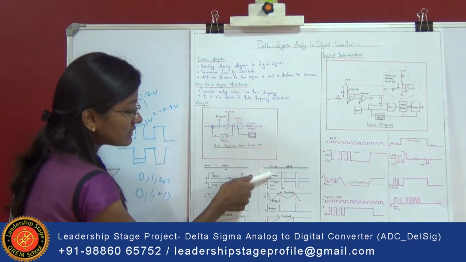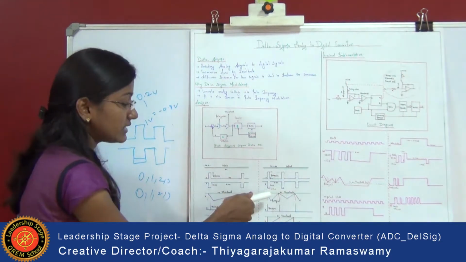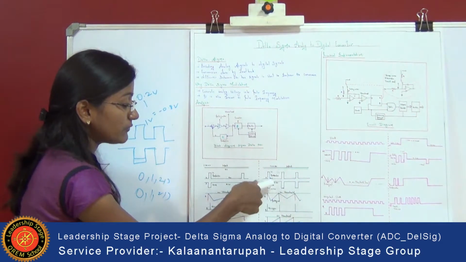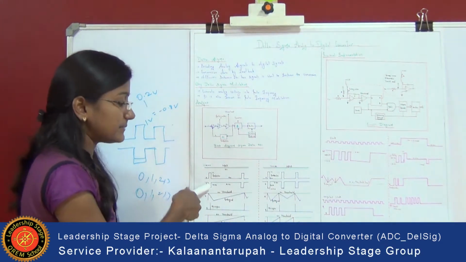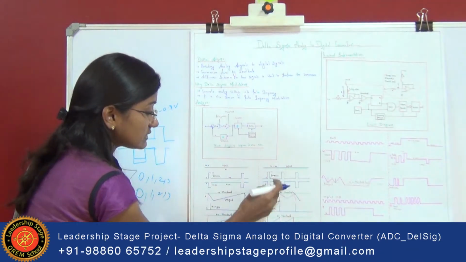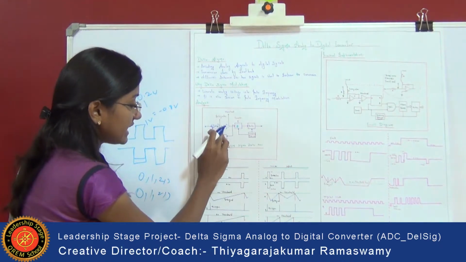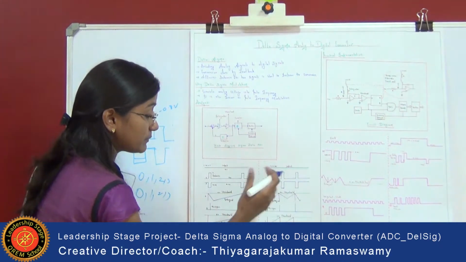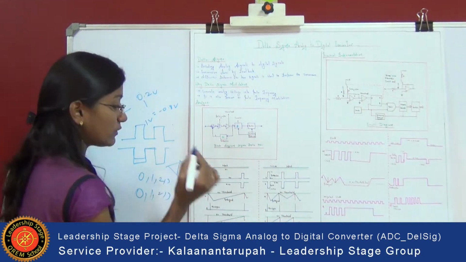So the slope of this impulse will be very high when compared to the left side, but the slope of the output from this modulator will be very small when compared to the left side. And because the slope is very small, the output goes to the integrator, where it produces an integrated output like a triangular waveform.